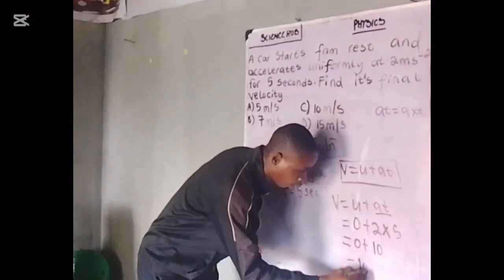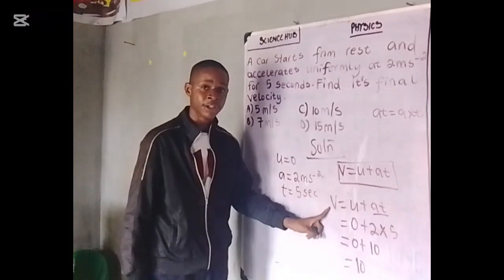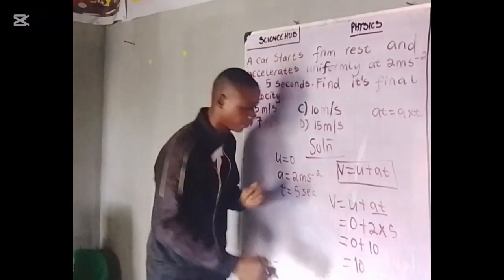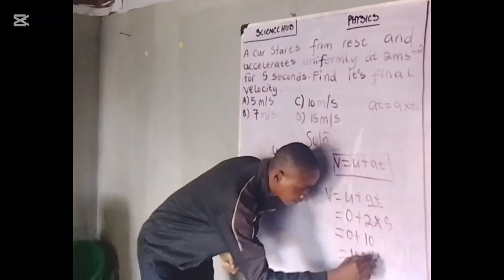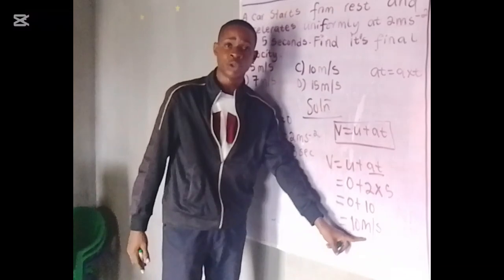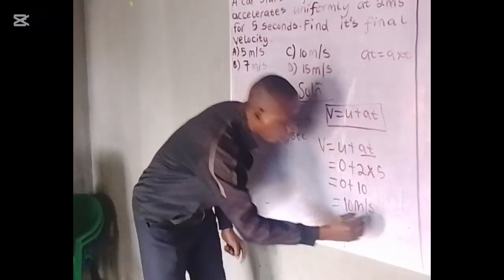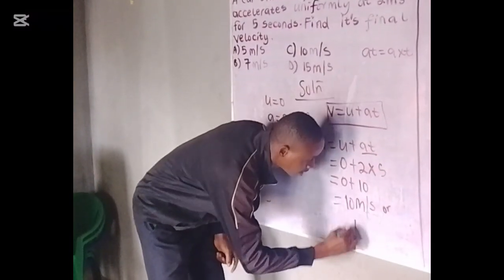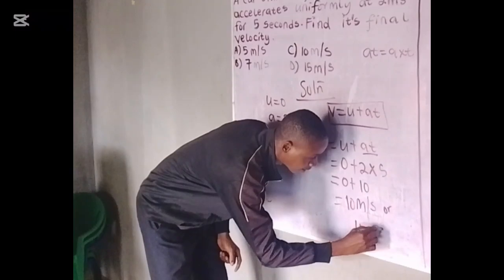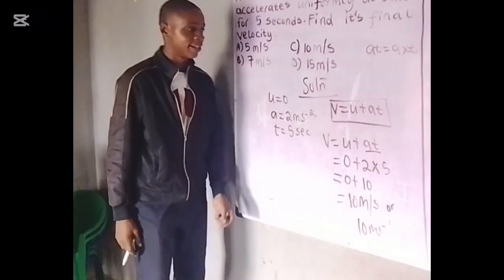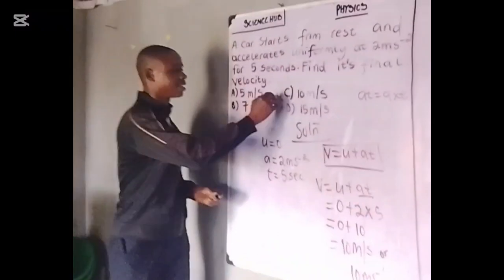So this is 10. Of course, since it is velocity, the SI unit of velocity is meters per second. So I'll put meters per second. Now, this unit can be written in 2 ways. Either I write it this way or I write it this way. 10 meters per second. Alright, can we choose the answer? Let's look at it. Of course, C is the answer.